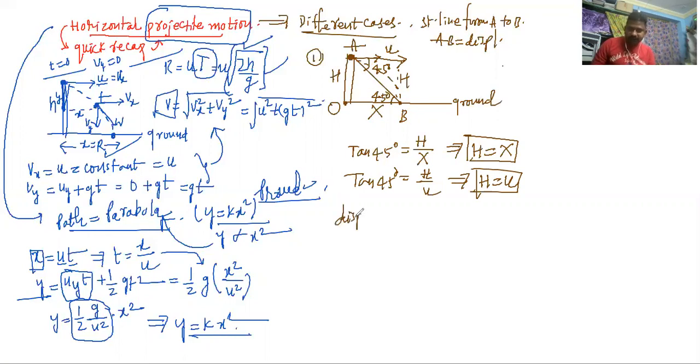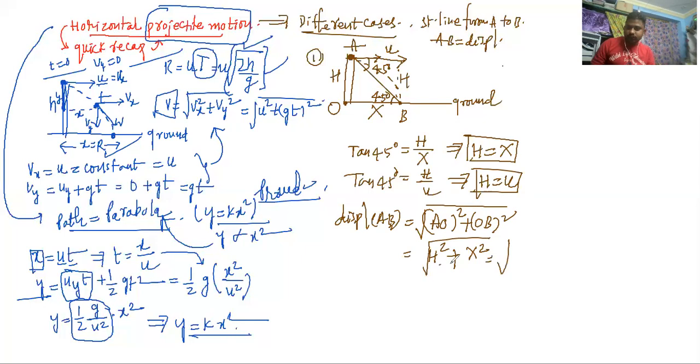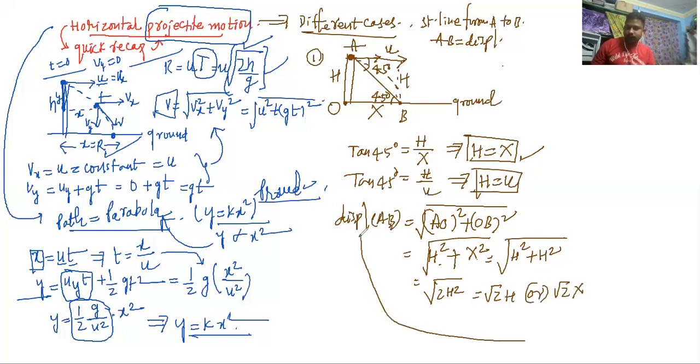Now, one more point in the same situation. Let's find the displacement in this case, my dear students. Displacement is AB. What is the displacement? The displacement AB is equal to the square root of AO whole square plus OB whole square. What is AO? That is H, so H square plus OB is X square. Both I can write as H square plus H square because H is equal to X. So it will be square root of 2H square, which is root 2 H, or root 2 X. So the displacement will be root 2 x or root 2 h. Okay, so this is one case.